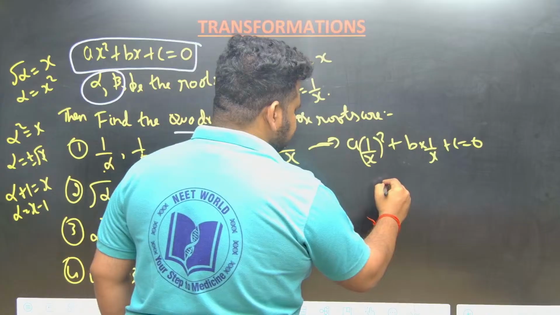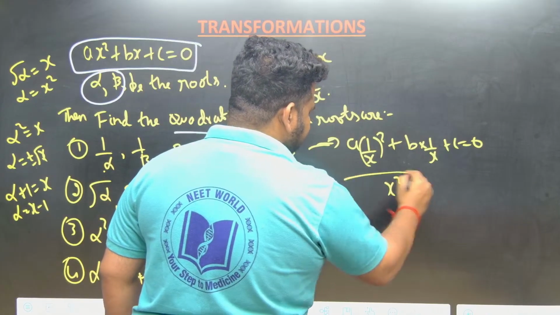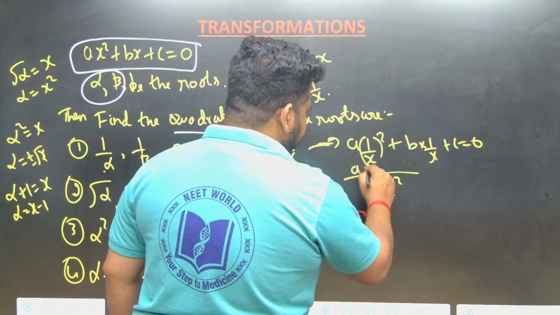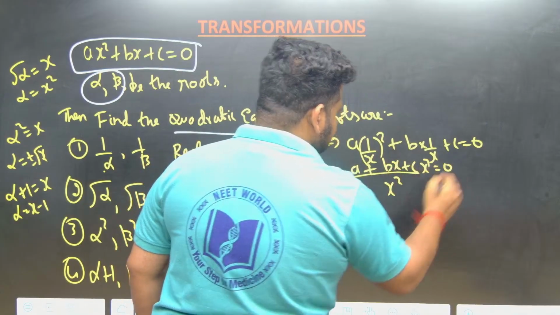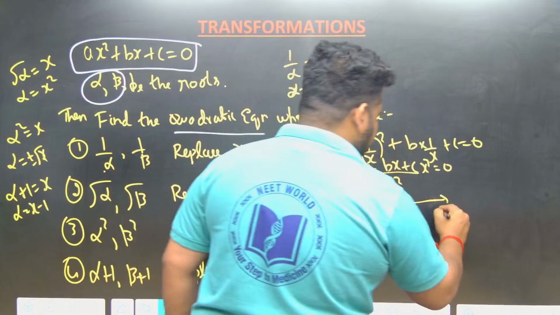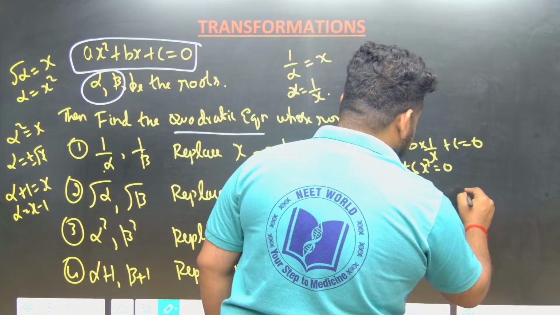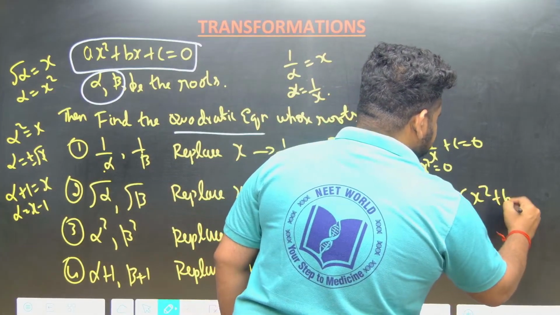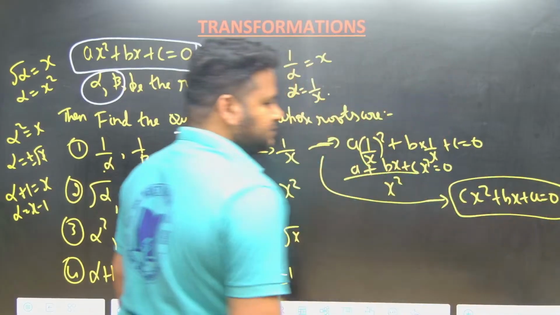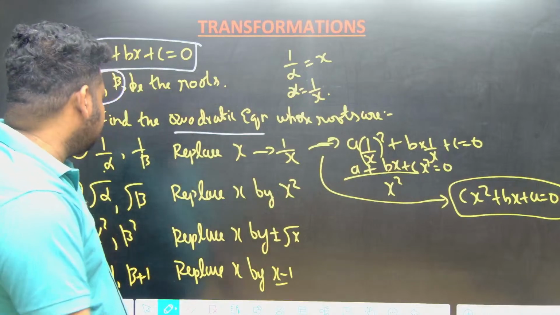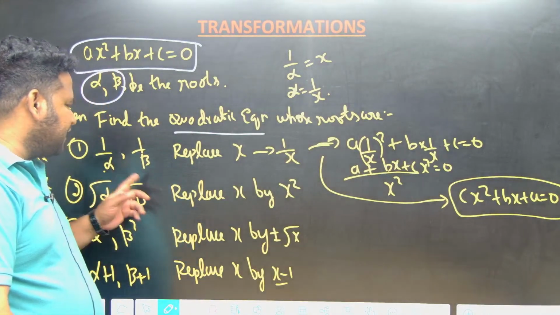Now if I take the LCM, I will have x square as the LCM. I will be having a plus bx plus cx square. So the quadratic equation will become cx square plus bx plus a is equal to 0. This will be the quadratic equation when the roots are given as 1 by alpha and 1 by beta.